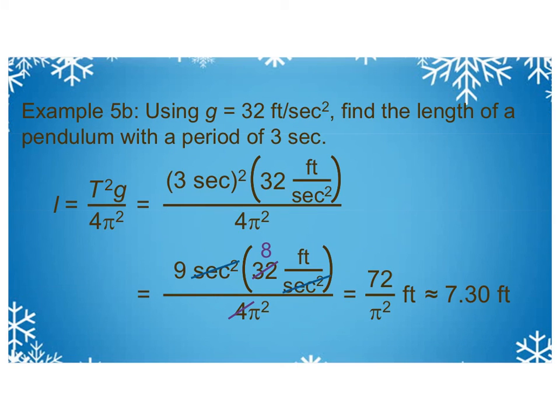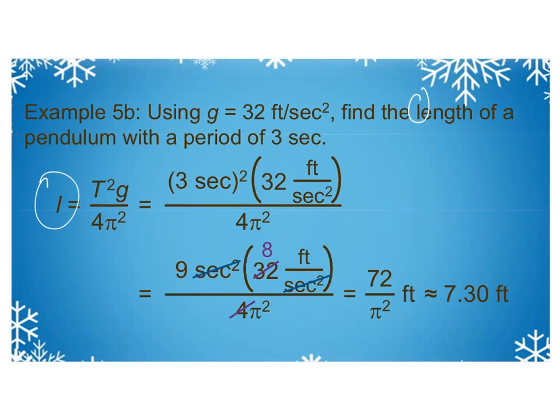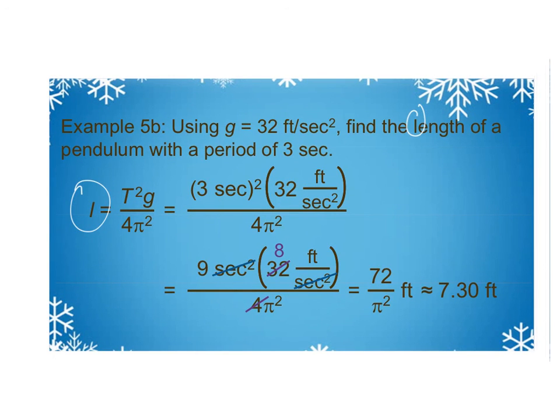All right, using that equation, find the length, because there's my L. Find the length of a pendulum. So I'm looking for L. There we go, so we can see it better. Well, the period of 3 seconds. Okay, that's my T. T is period, L is length, and they give me my g. So I plug those all into my equation.